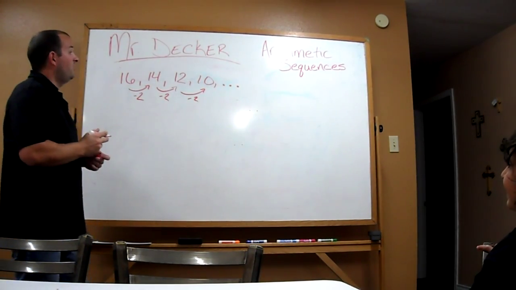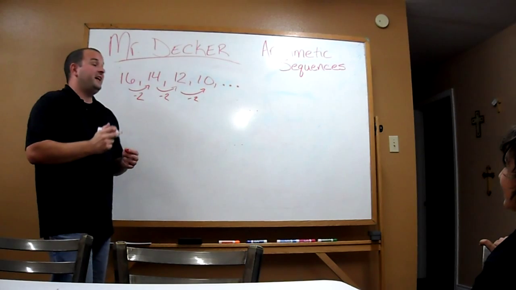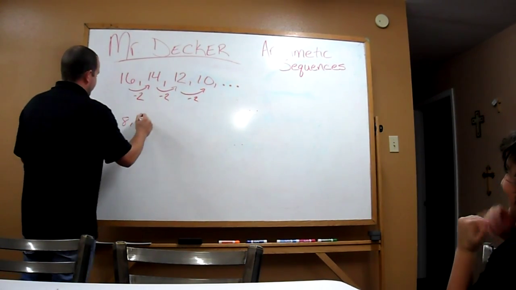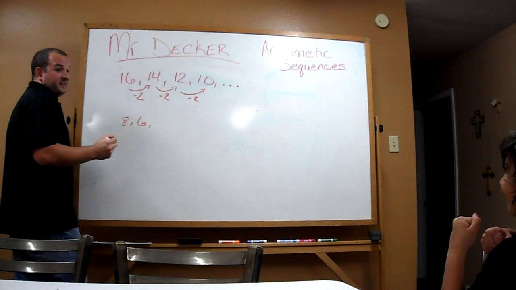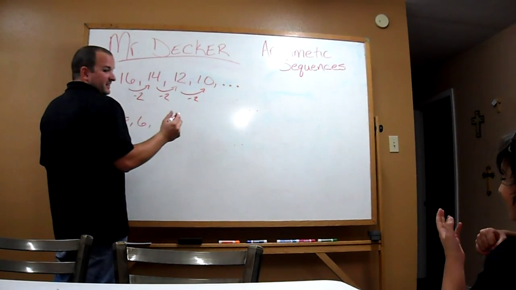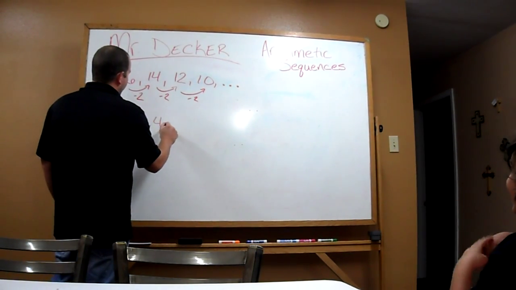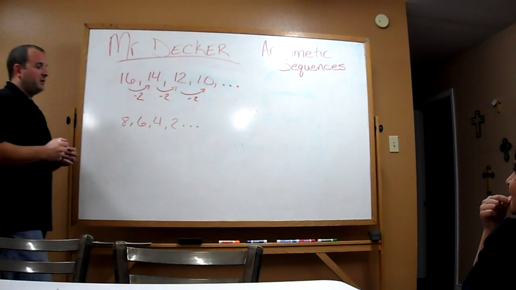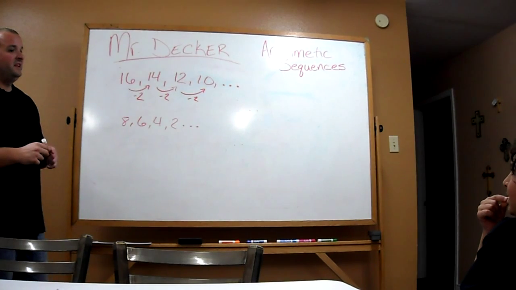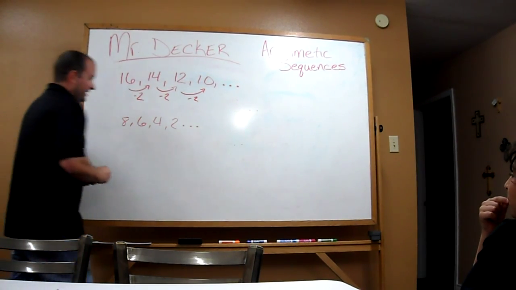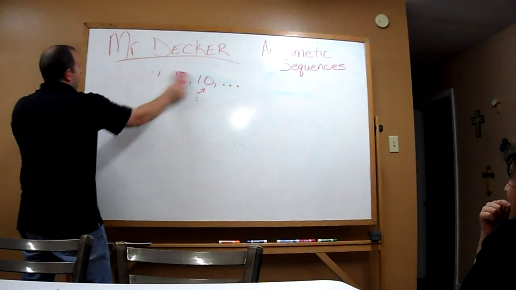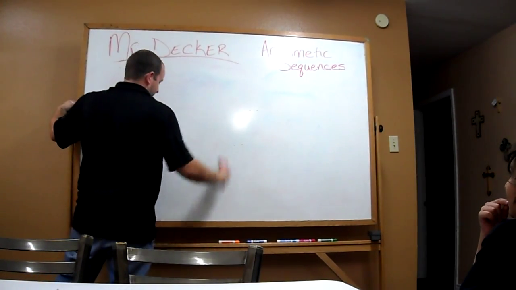No, we're minusing 2. 8. 8, that's right. So we go to 8. What comes next? 6. What's next? 4. And then we have a 2, and then we can keep going. Alright, so what was our common sum? Minus 2, exactly. And then we're going to go over one more before you get to do it on your own, okay?